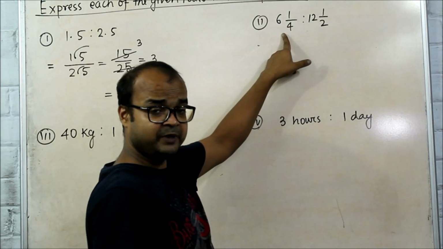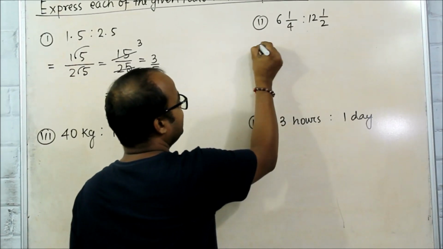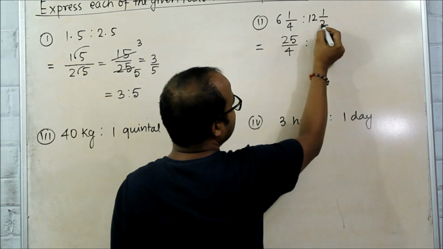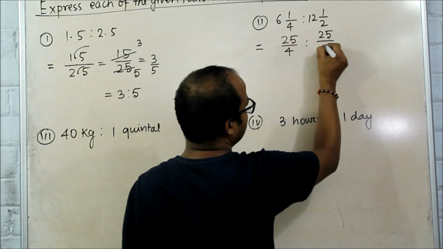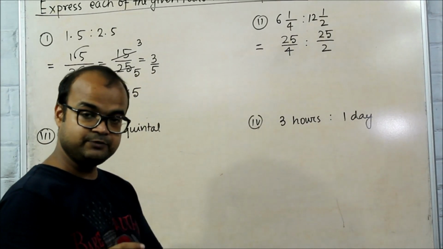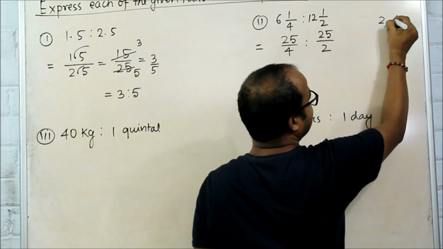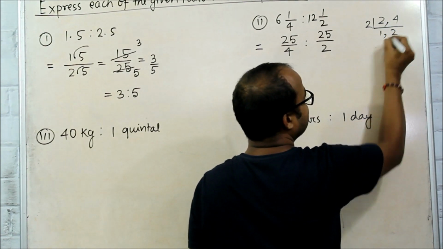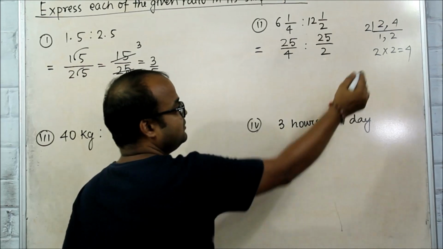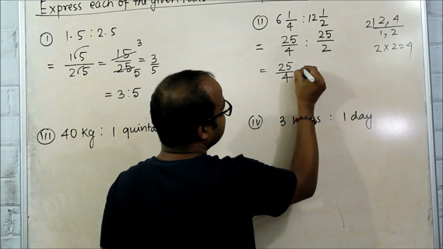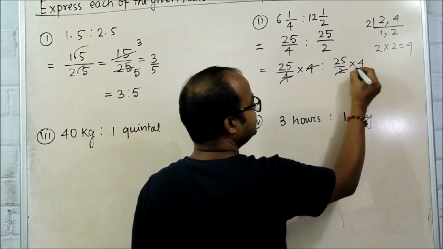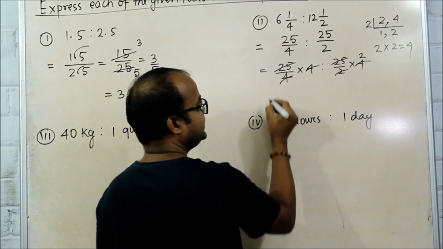Now first, it is given in mixed fraction. We need to convert it into improper fraction. 6 fours are 24 plus 1, 25 by 4. 12 twos are 24 plus 1, 25 by 2. Now first find out the LCM of denominator. Whenever ratio are given in fraction, we need to find out the LCM of denominator. So LCM of denominator, that is 2 and 4, is 2 into 2, 4. Now multiply both the antecedent and consequent by 4. So you get 25 by 4 into 4, and 25 by 2 into 4. 4 and 4 will get cancelled. 2 twos are 4 and 25 also gets cancelled. So you will get 1 is to 2.